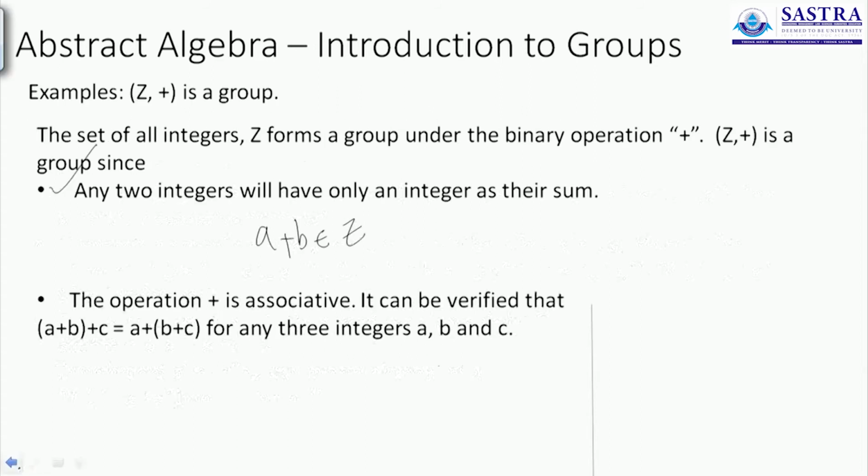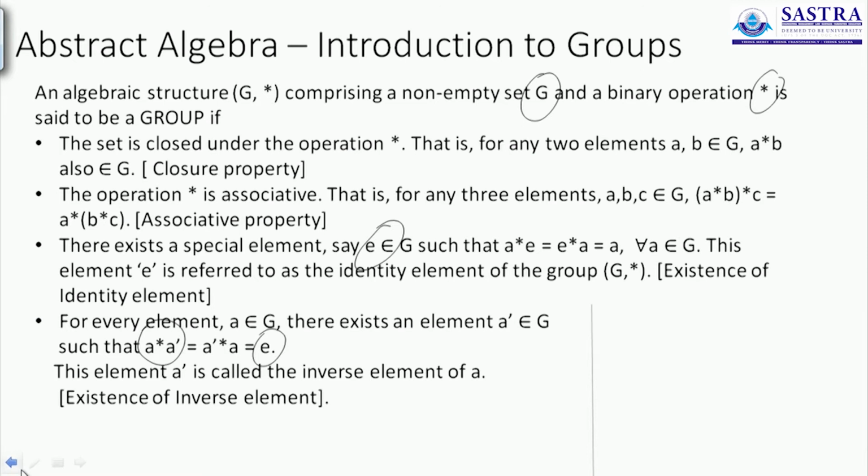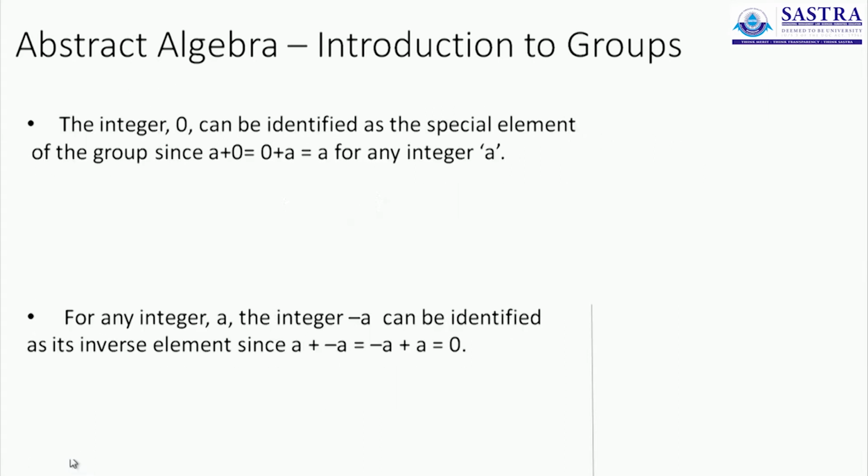If we go back and verify these 4 conditions: the set is closed, the operation is associative, there is a special element 0, and for every element A there is an element A dash, which is minus A here, which returns 0 when added with A. Therefore we see that the set of all integers forms a group under the operation of addition.